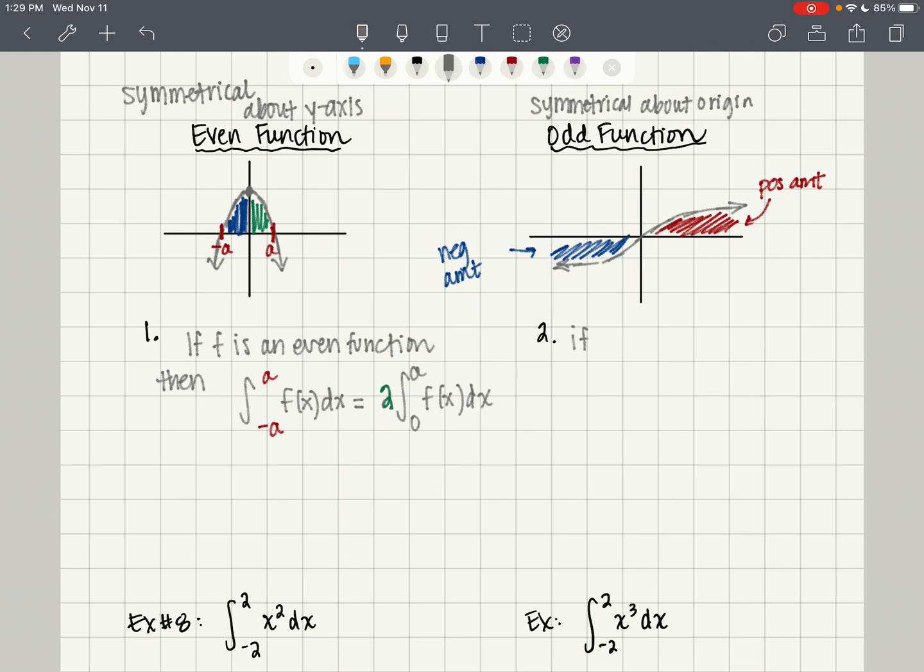So what that looks like is if f is an odd function, then your integral from negative a to positive a, we'll say this is negative a, and we'll say this is positive a, from negative a to positive a, f of x dx is equal to 0.